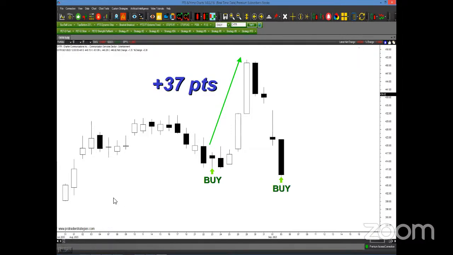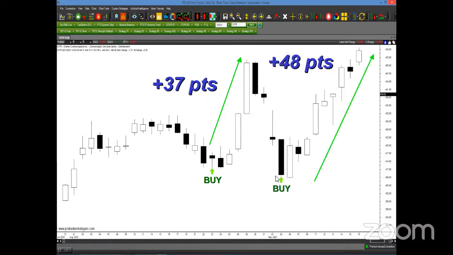But strategy number 9 says, guess what? This is another pullback method. If you didn't get out with 37 points, you can get back in again here. And now you had a chance to make 48 points. This is how simple it is trading with strategy number 9.